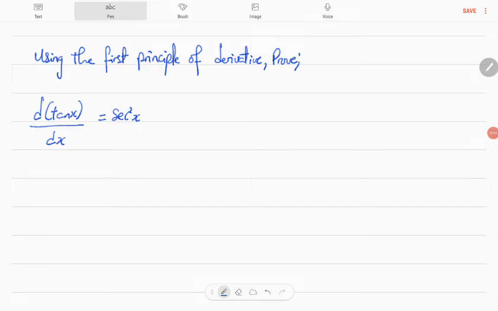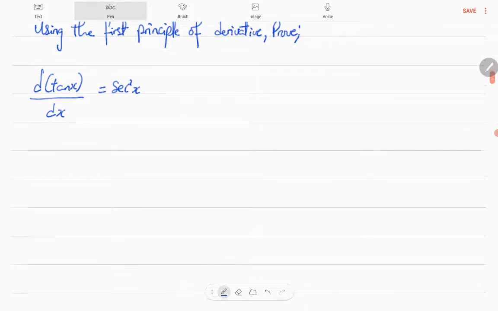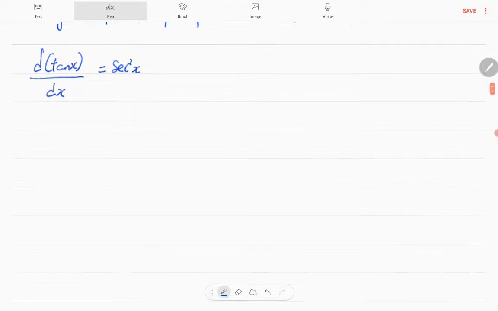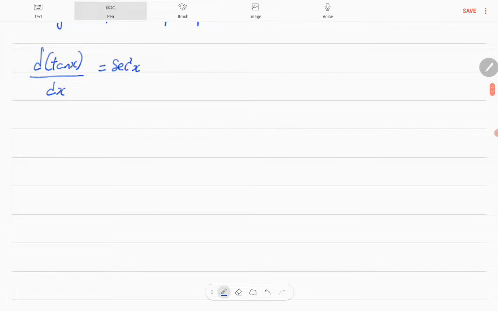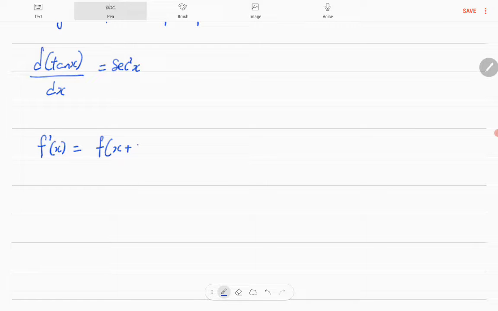I'll be showing you how to use the first principle of derivative to prove that the derivative of tan x with respect to x is equal to sec²x. From the first principle, which states that f prime of x is equal to f of x plus dx minus f of x, divided by dx.